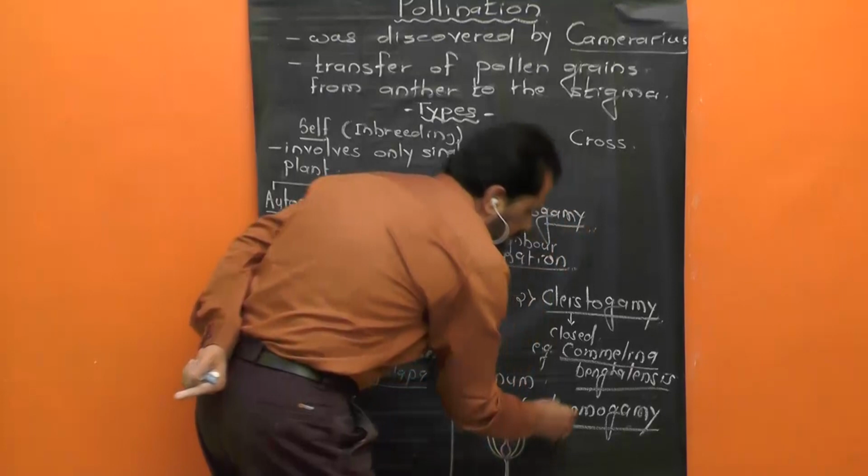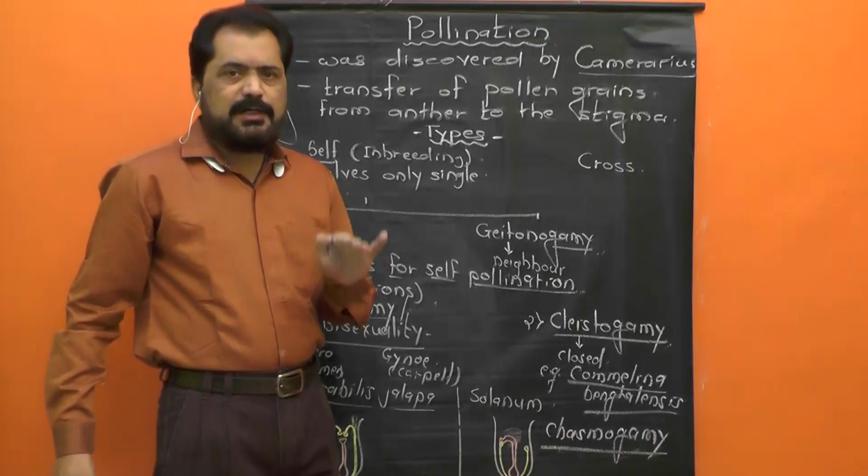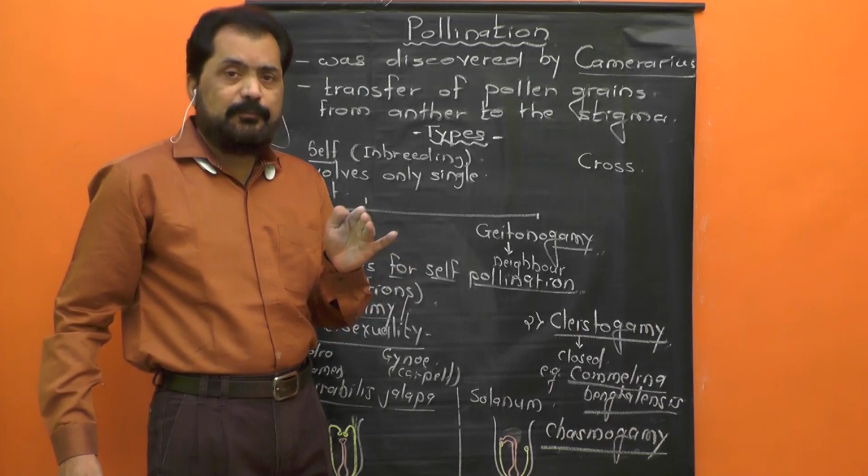Just try to understand the difference between cleistogamy and chasmogamy. Actually, in this contrivance, in this adaptation, the flowers remain closed only up to the attainment of maturity by stamen and carpel.